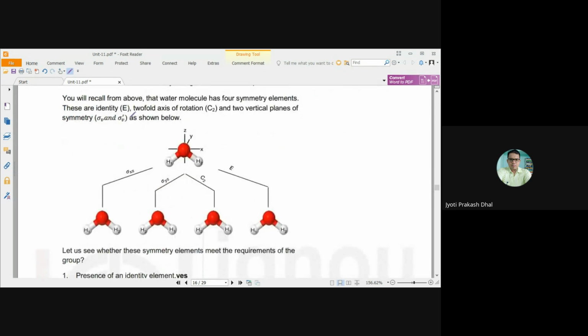You will recall from the above that the water molecule has four symmetry elements. The first is the C2 axis of symmetry. It has the identity. It has one vertical plane, the xz plane, that is sigma v, and another one, sigma yz. So the four are: identity, the two-fold axis of symmetry C2, and two vertical planes, sigma v and sigma v dash.